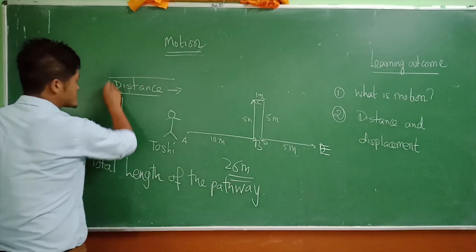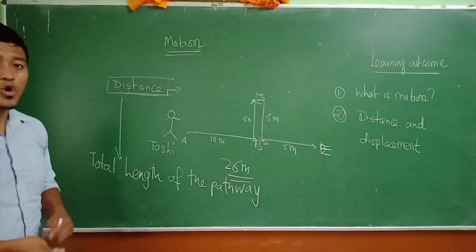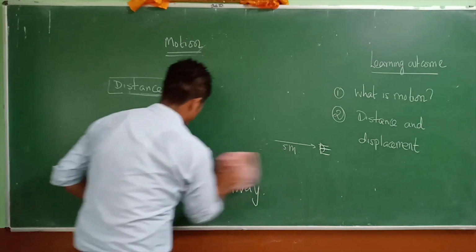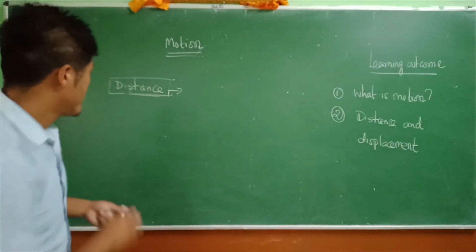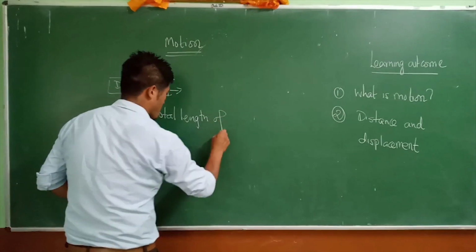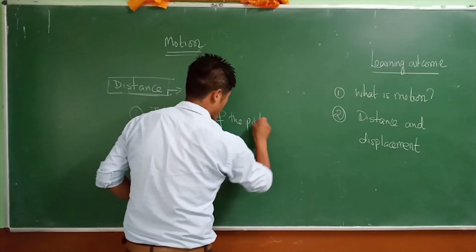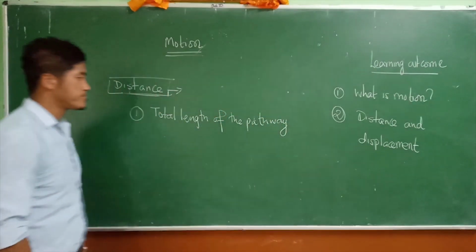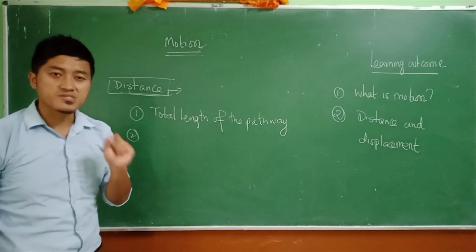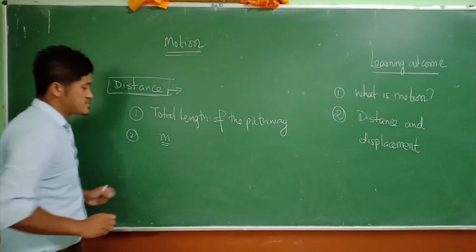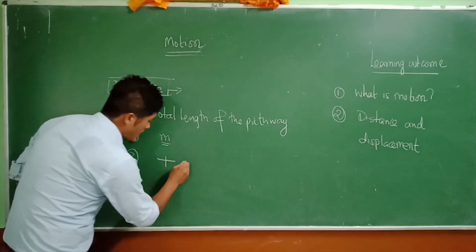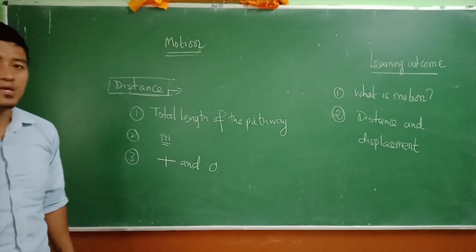And this distance, the second point, has to be measured always in meter, right? I'm going to write here. So the second point: whenever we are measuring distance, the standard unit for measuring distance is meter, symbolized by m. Now the third point is that distance can be positive and distance can be 0, but it can never be negative, right?